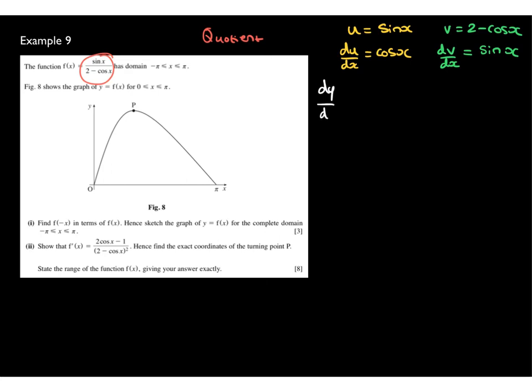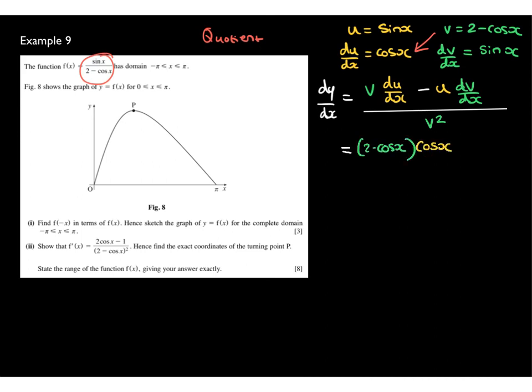So let's set up the quotient rule. So what does this then give us? So v times du by dx then gives me 2 minus cos x multiplied by cos x minus u multiplied by dv by dx, which gives me sine x multiplied by sine x, or sine squared x, which we can write down in a minute. And this is all divided by v squared, which is 2 minus cos x all squared.